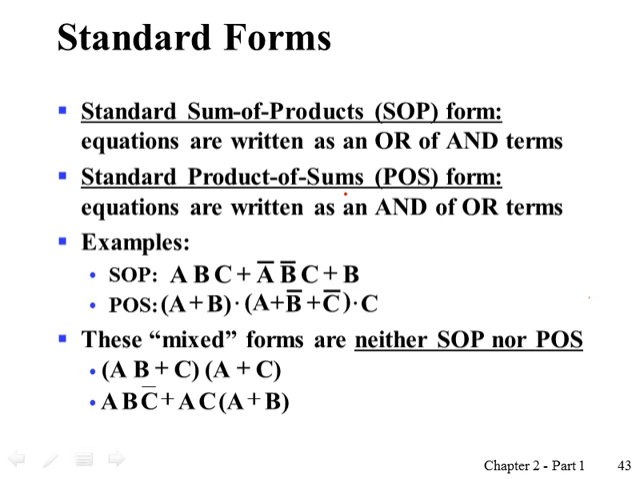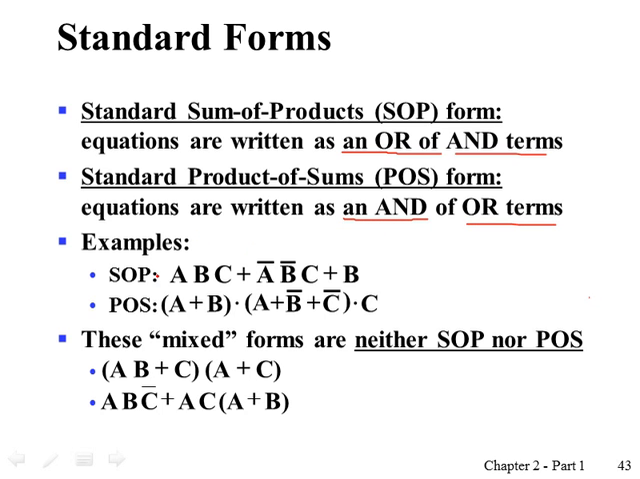Again, we have two canonical forms, sum of minterms and product of maxterms. And we have two standard forms, sum of products and product of sums. Sum of products is defined as an OR of AND terms. That is the sum of products standard form. And the product of sums standard form is defined as an AND of OR terms.